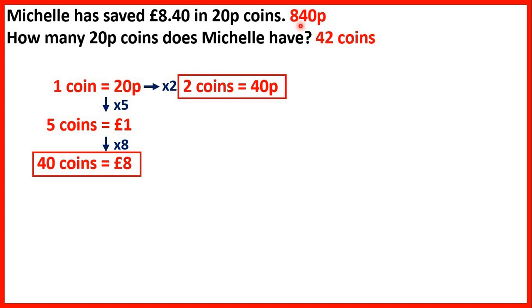Now the other way to solve this question is to change £8.40 into pence. £8.40 is 840 pence. So then, because she saved that in 20 pence coins, we can divide 840 by 20. Remember, when we have division questions where both the number we're dividing and the number we're dividing by end in zeros, we can cancel our end zeros. So here we can just work out 84 divided by 2, and that gives us 42. So we know that Michelle must have 42 coins.